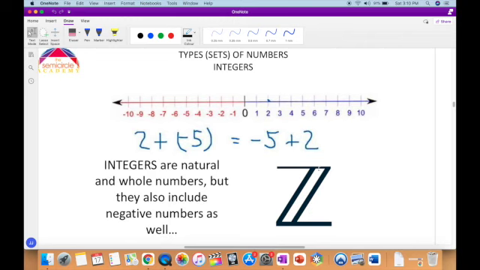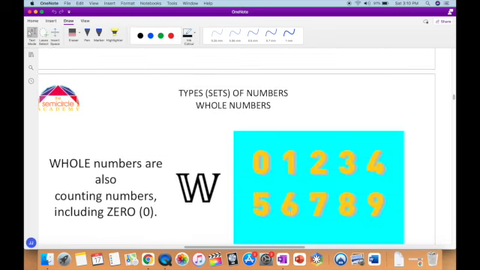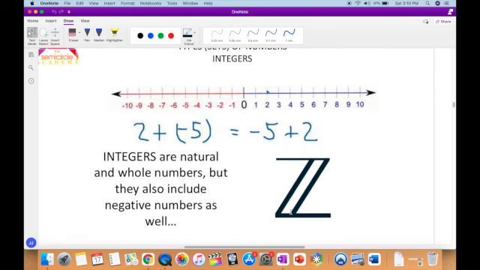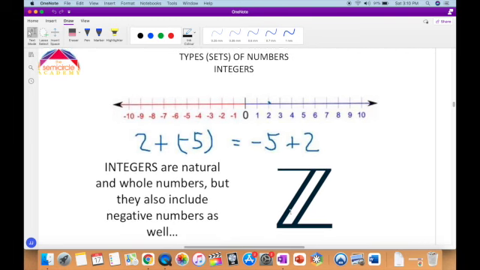And this is the symbol for integers. You see these symbols, that special Z and that W and that N, you need to know them. Trust me, you're going to see them often.